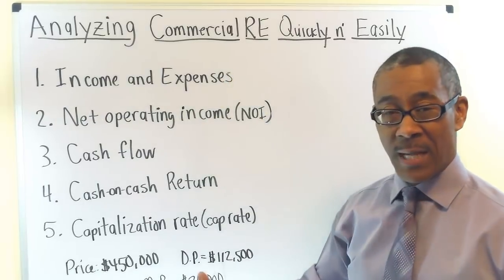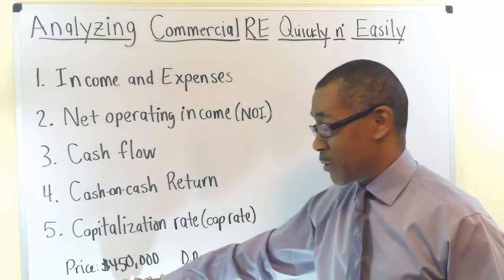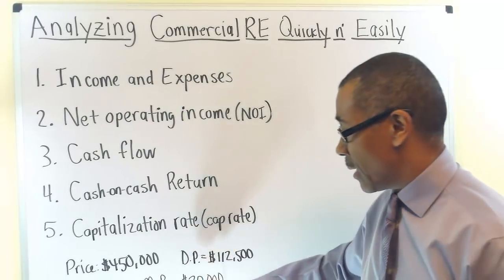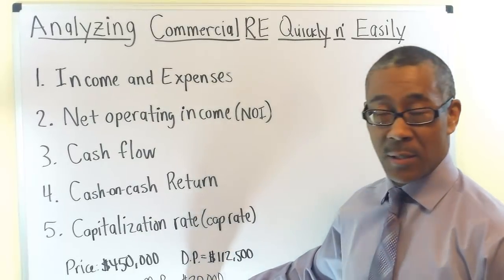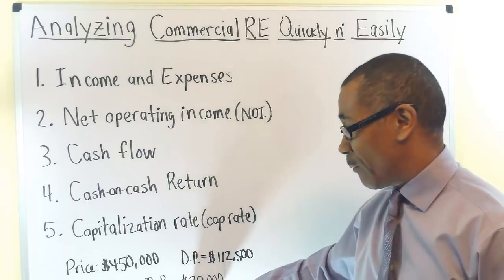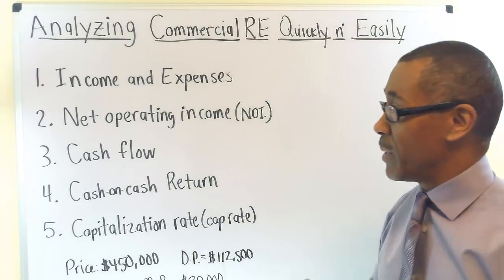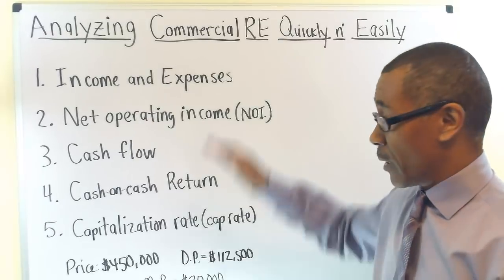Okay? So let's say, for example, you know that the purchase price is $450,000. You know that the down payment is going to be 25%. And you know you can do your calculations on the mortgage and find out what the payments are per year. Let's assume you have those 3 pieces of information. From there, we're going to do the rest.